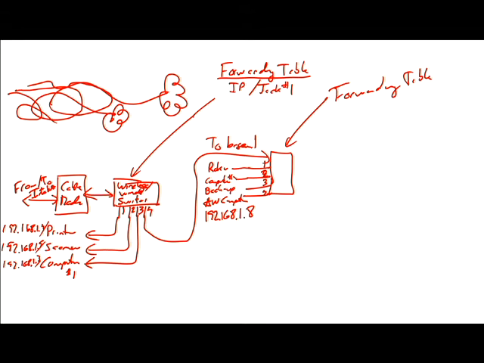The first one is a wireless router, and the second one's a switch? It could be wireless or wired. In this case, everything I'm describing is wired, just to keep things simple. Right now, everything I'm showing, assume that it's wired. Wireless is a little bit of a different story because now you have wireless Ethernet. This is assuming wired Ethernet in this case.